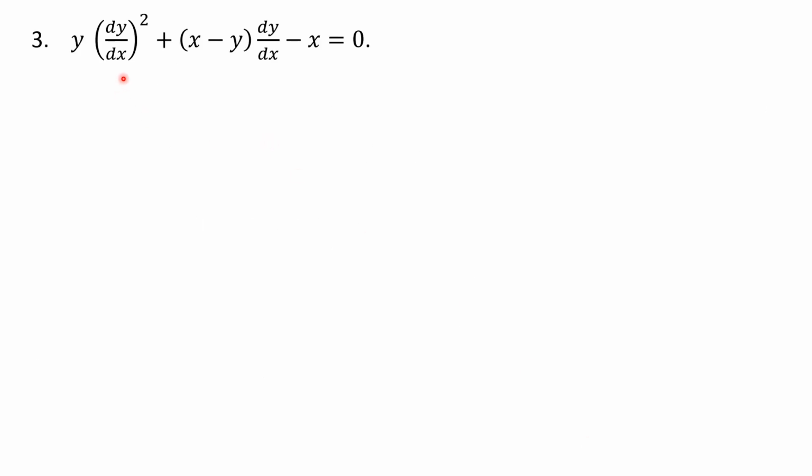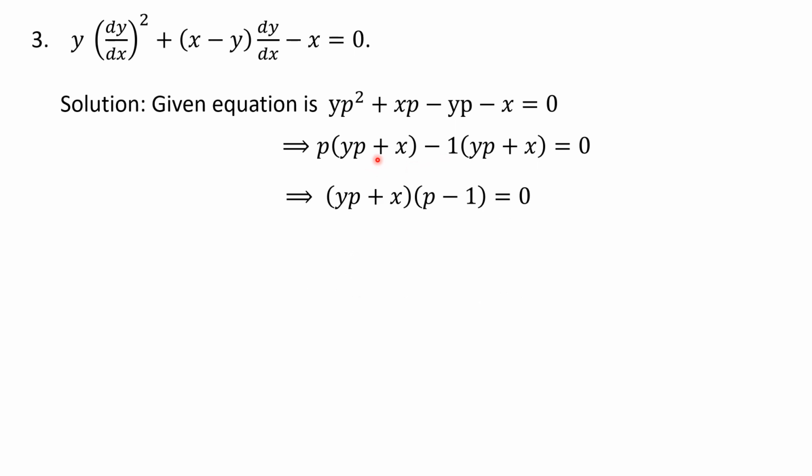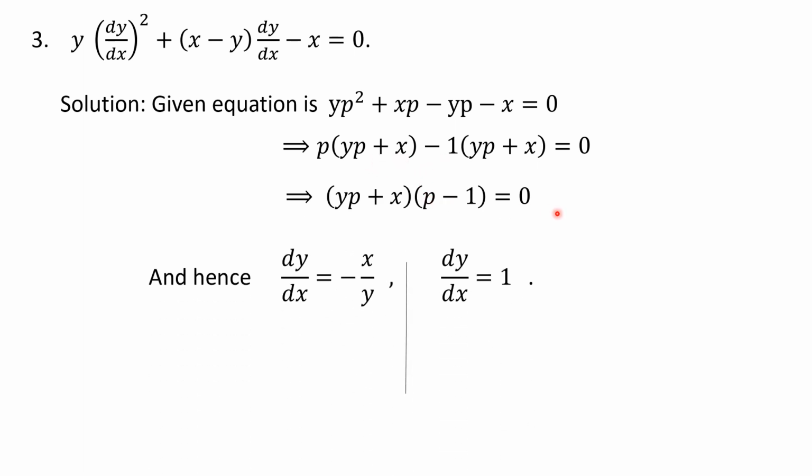So here y into (dy by dx) whole square plus x minus y into dy by dx minus x equal to 0. Solution. As usual, we rewrite dy by dx as p. So we get yp square plus xp minus yp minus x equal to 0. Factorize. So we have p is common, so yp plus x. So from this yp plus x, if I take it out, what remains is minus 1. So the factor is yp plus x into p minus 1 equal to 0. And hence we get yp plus x equal to 0, or sorry, p is equal to minus x by y, but p is nothing but dy by dx.